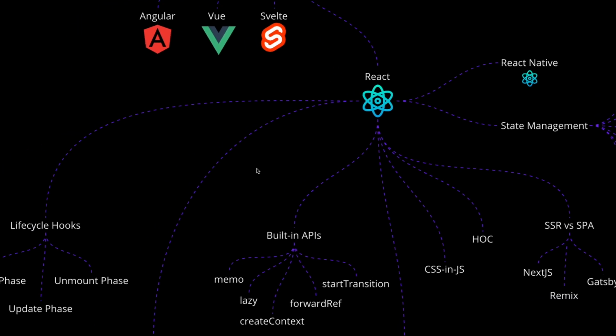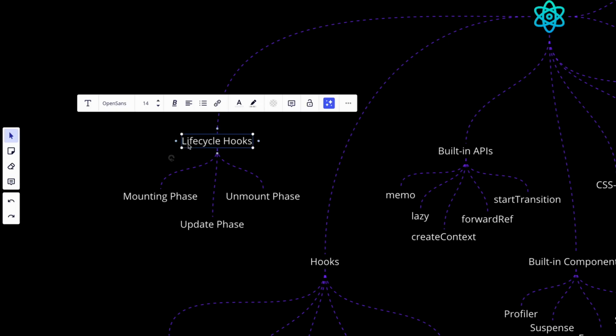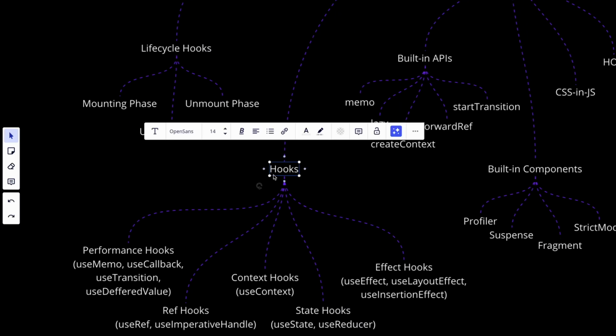So when starting with React, the first thing you need to do is learn lifecycle hooks. These are the life cycles of React components and include the mounting phase, update phase, and the unmount phase. This will help us manage resources and data during the component's lifecycle. Next, we have hooks, which are just functions that let you hook into React state and lifecycle features from function components. They have changed how we write components and brought simplicity.